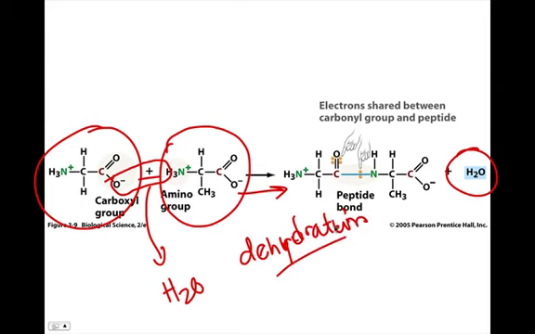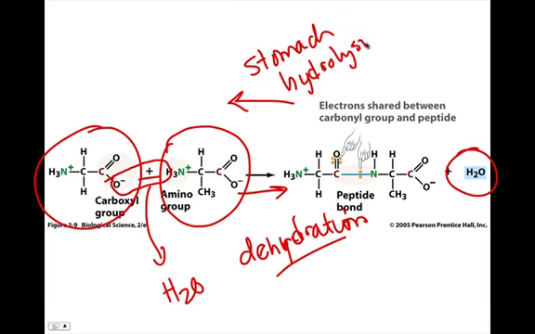And that's what happens in your cells. Every one of your cells is doing this dehydration reaction to synthesize all the different proteins you need. The opposite reaction is happening in our stomach and small intestine, and that's called hydrolysis. So proteins are being broken down by digestion.